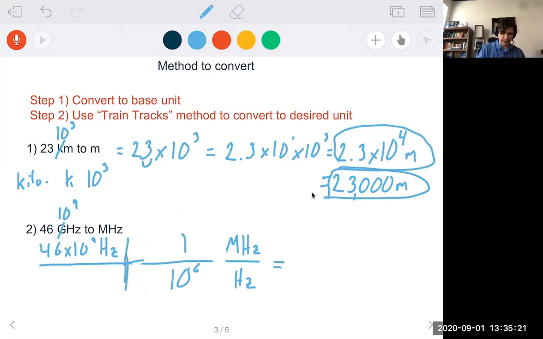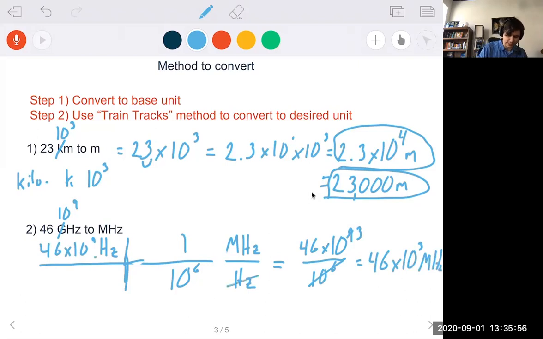And now you multiply across the top. You divide by the stuff on the bottom. So I would have 46 times 10 to the 9th divided by 10 to the 6th. If you remember your rules of exponents, I can cancel that out. And that means that this would get reduced by 6. So 9 minus 6 is 3, equals 46 times 10 to the 3rd megahertz, because these units would cancel.